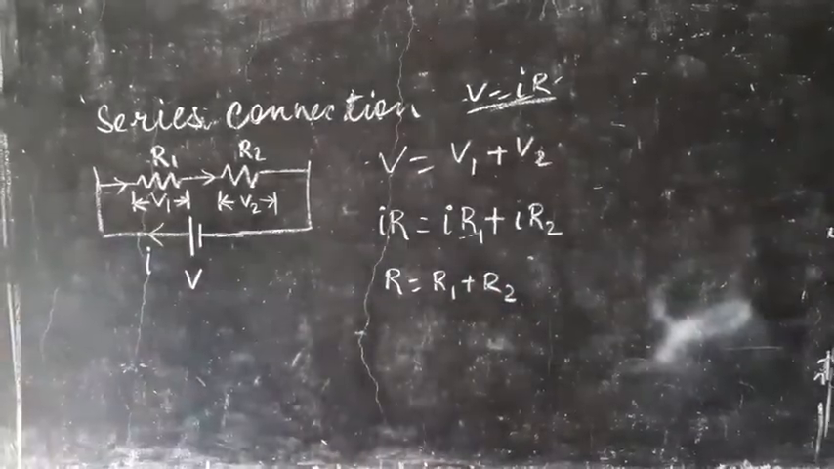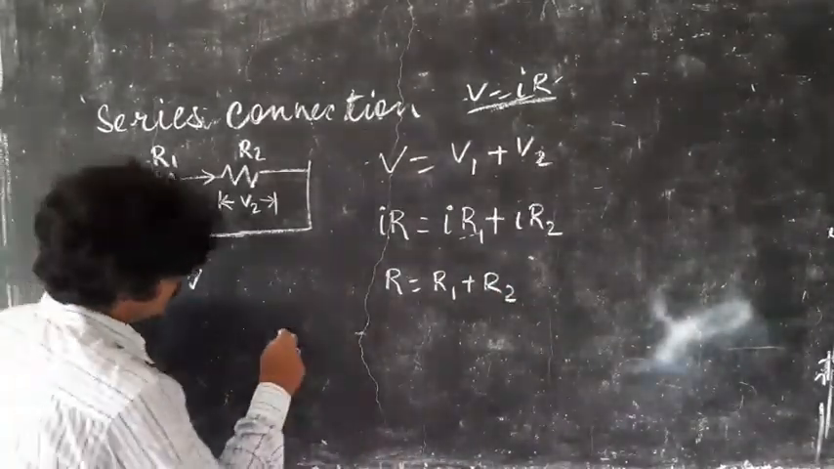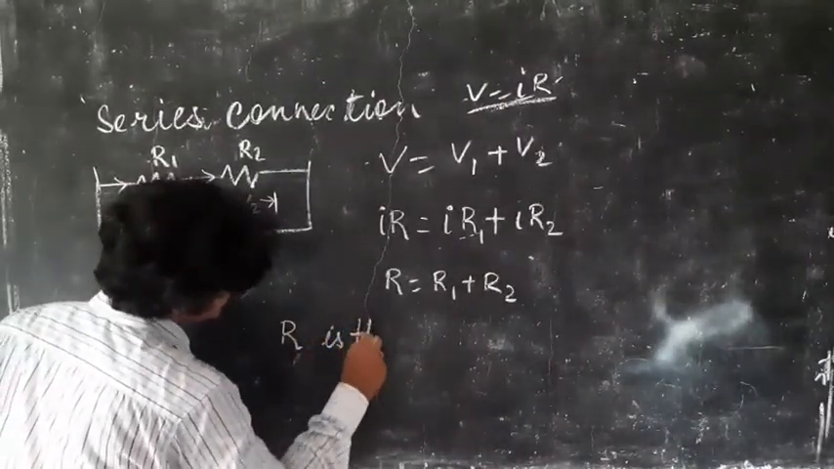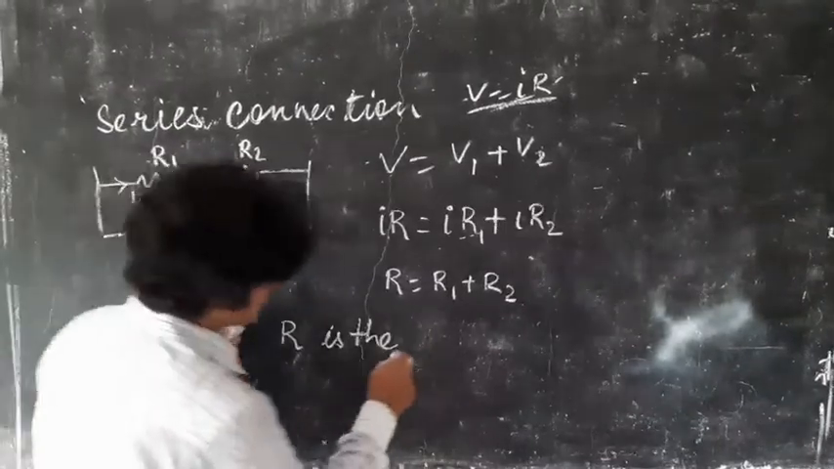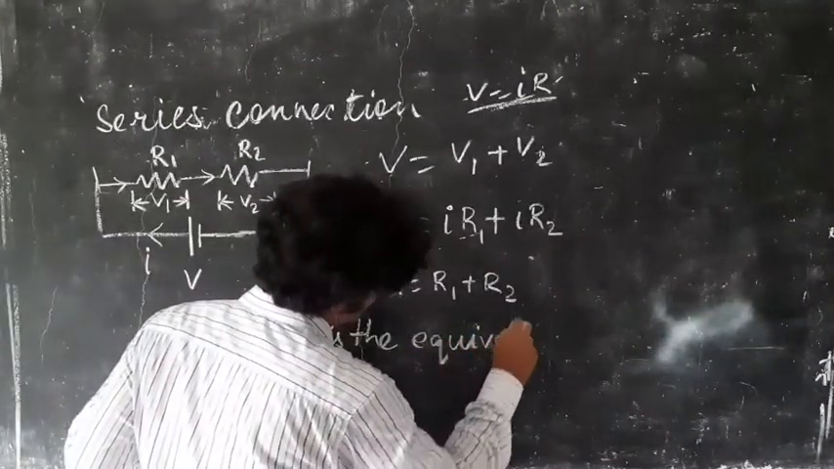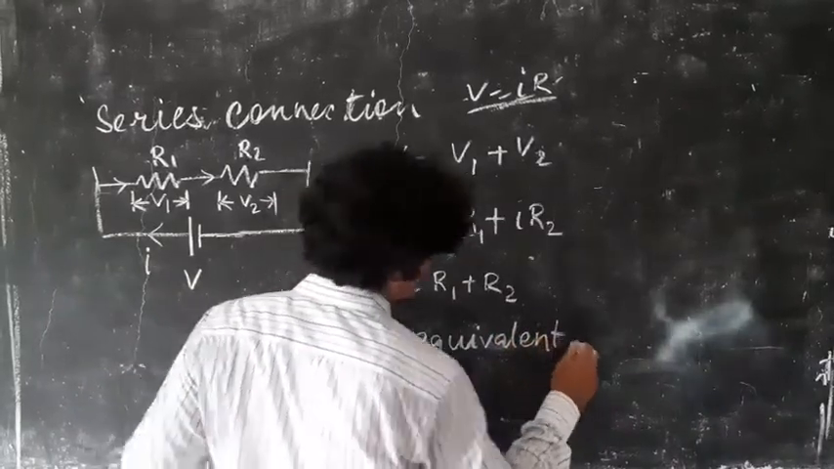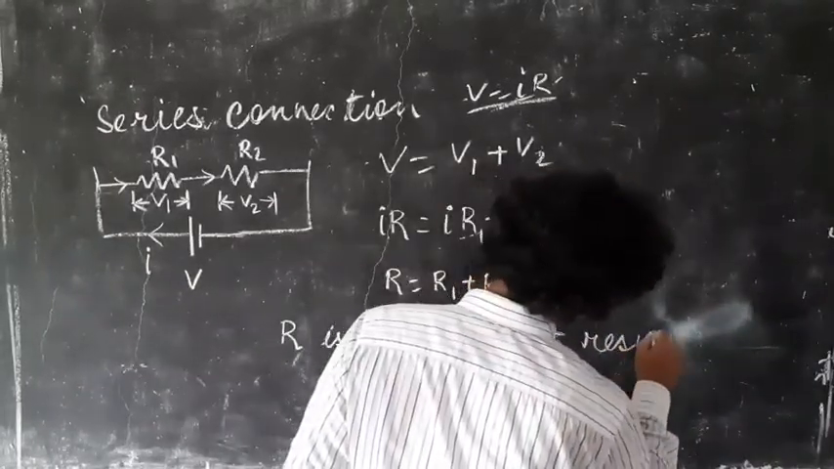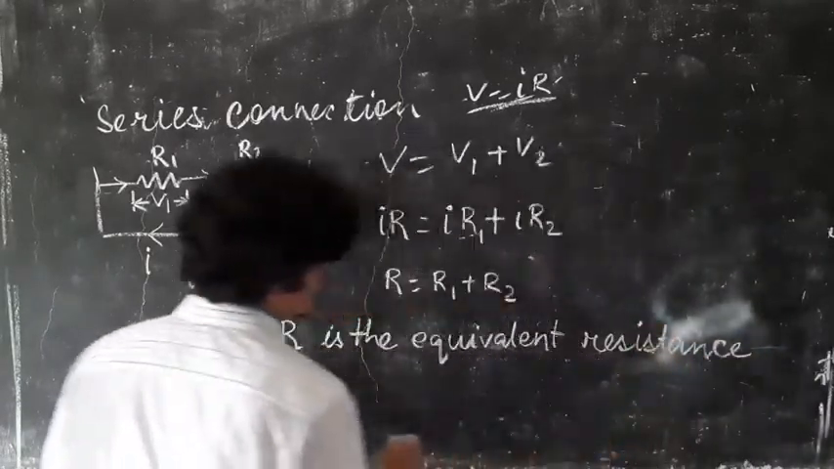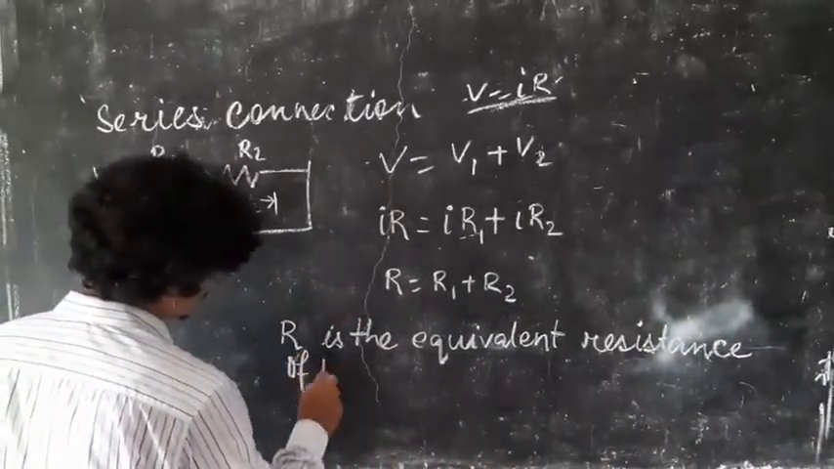What does it mean? R is the equivalent resistance of the circuit.